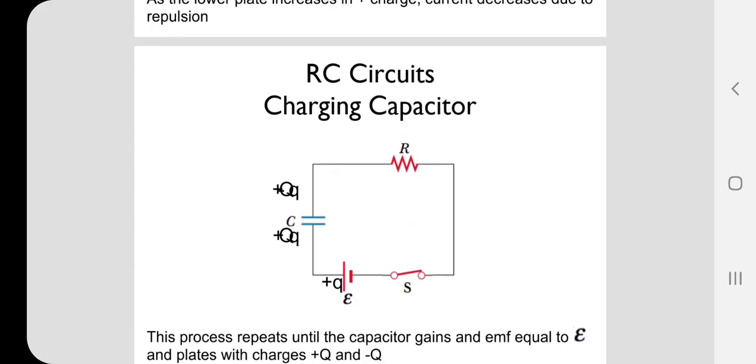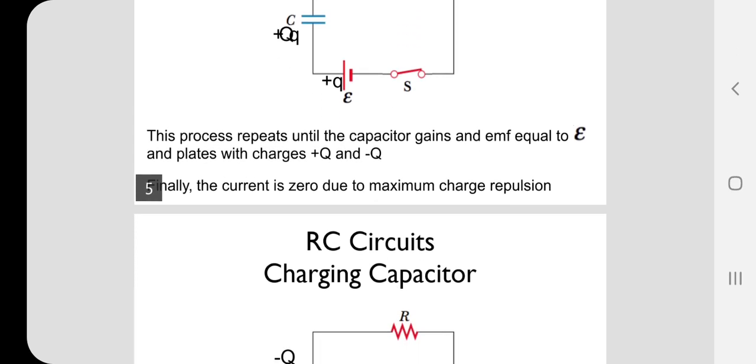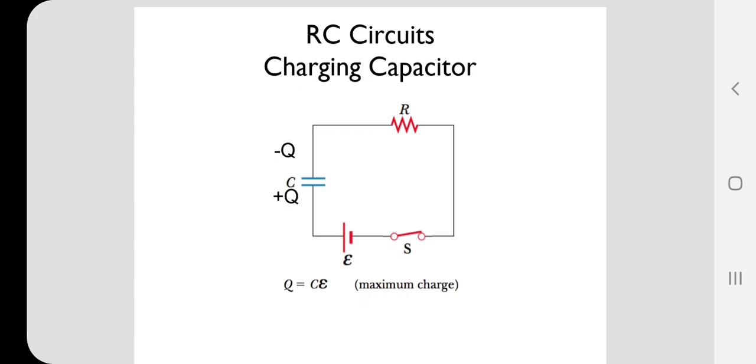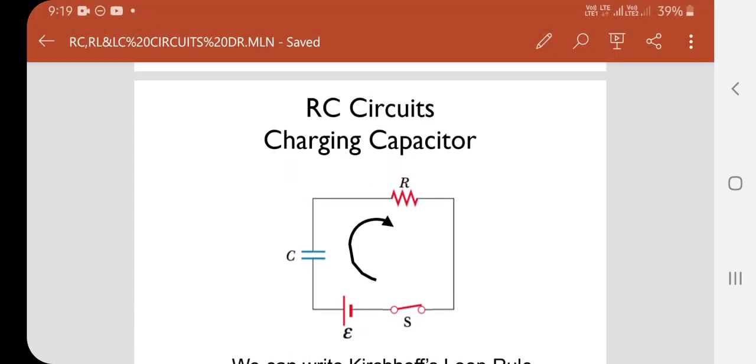When the capacitor is fully charged, the process continues until the capacitor gains an EMF equal to E, with the plates holding charges plus Q and minus Q. Finally the current is zero due to the maximum charge repulsion. Then it reaches the maximum charge, indicated by Q is equal to CV, or CE. So for the fully charged capacitor, Q is equal to CV.